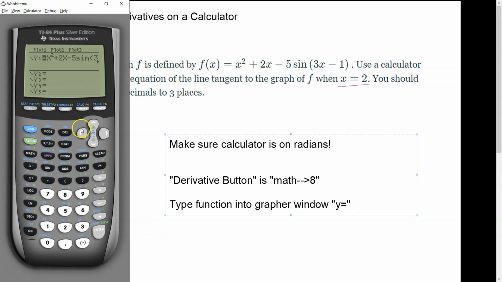And then we're going to move on to our next step. So we do not have to graph this. What this does is we've saved this function in the calculator so we don't have to type it again. So now I'll show you how to get this function back in that derivative operator.